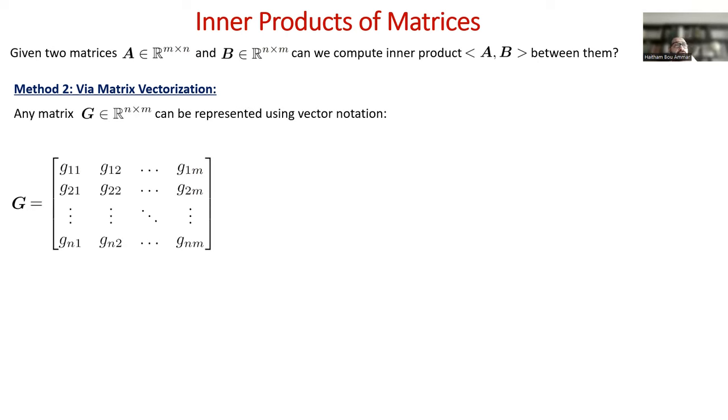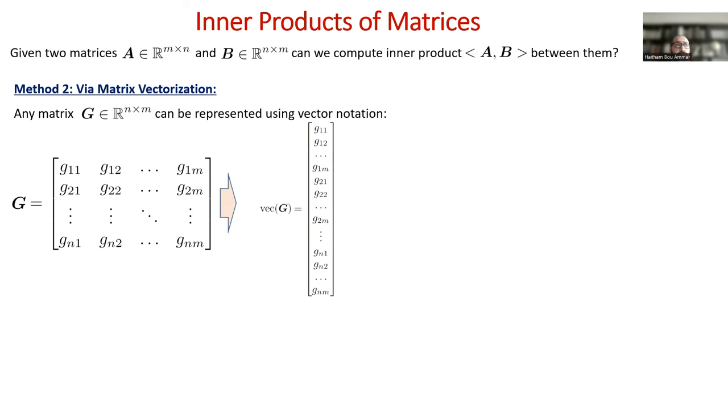First of all, let's introduce this vectorization operator. So let's go back to this matrix. Imagine you have any matrix, and let's call it G. It is n by m, so it has n rows and m columns. It's made of real numbers, so G is in R^(n by m).